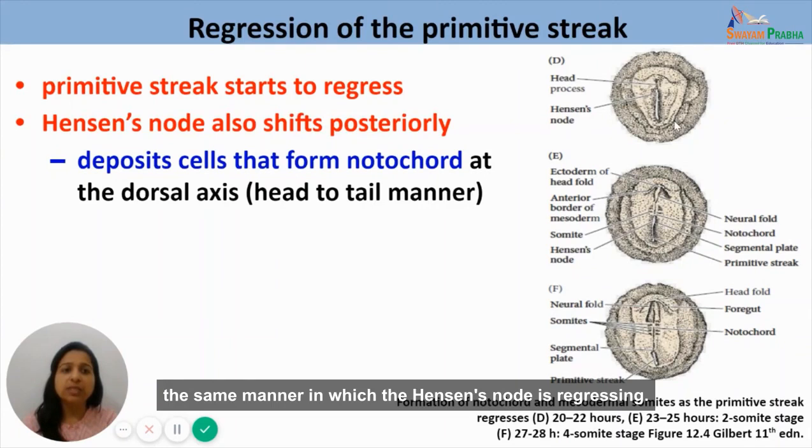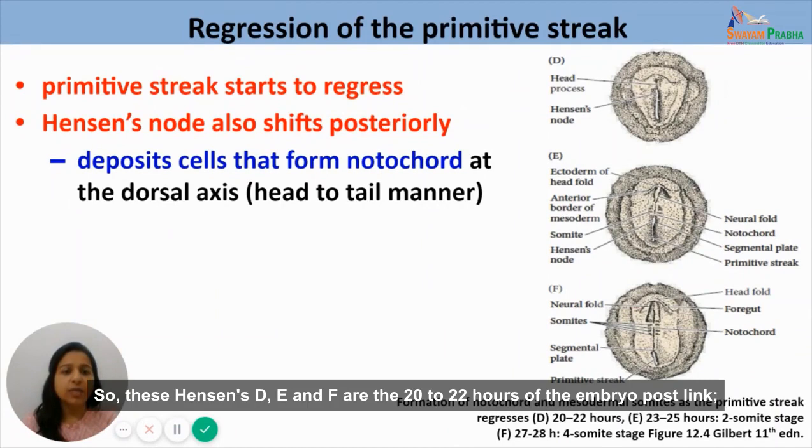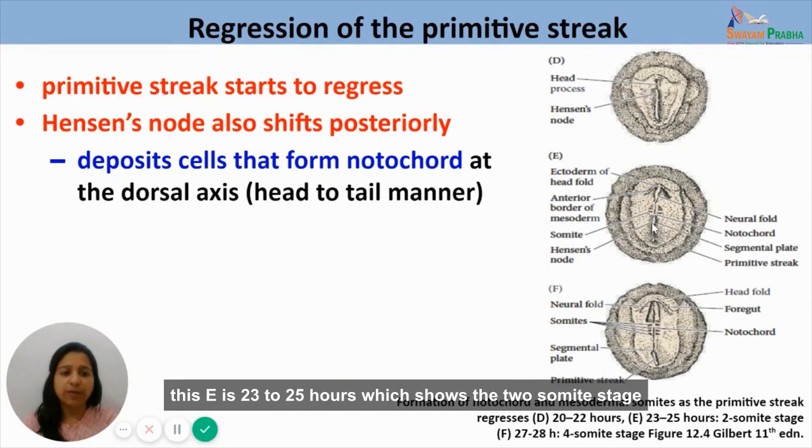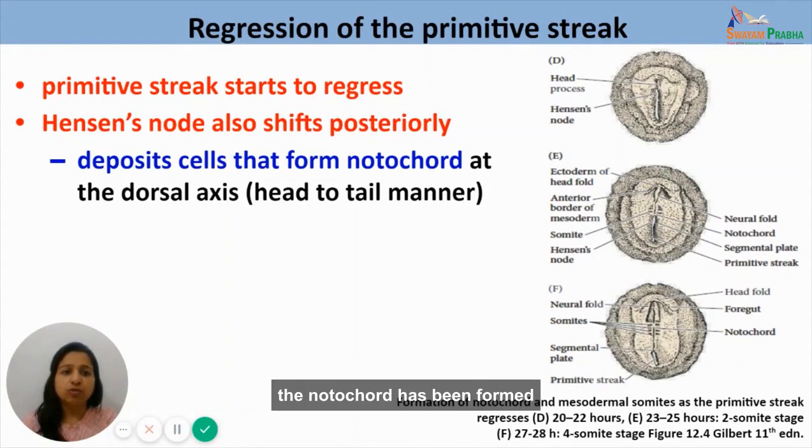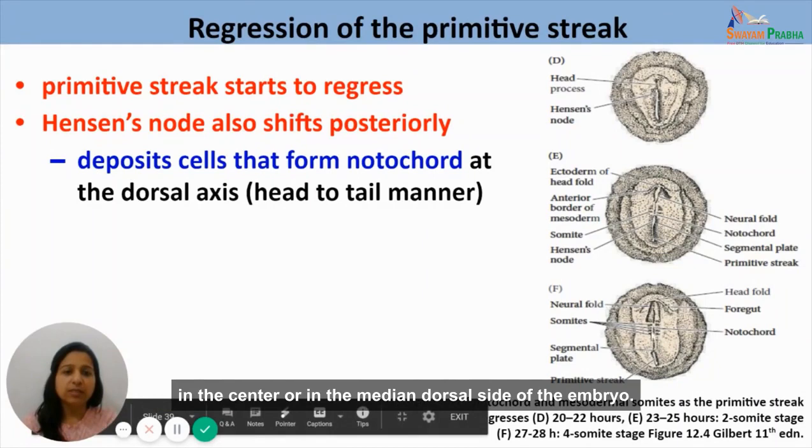So these time frames D, E and F are the 20 to 22 hours of the embryo post-laying. This E is 23 to 25 hours, which shows the two somite stage, that is the first pair of somite is laid down here. And this F diagram shows the 27 to 28 hour stage or the four somite stage. Now in these diagrams, the notochord has been formed in the center or in the median dorsal side of the embryo.